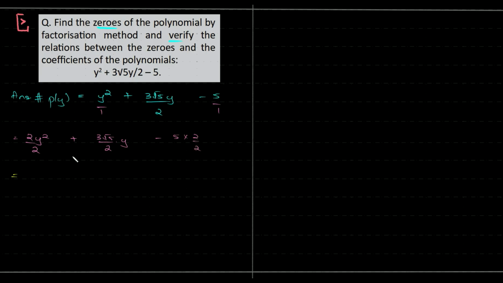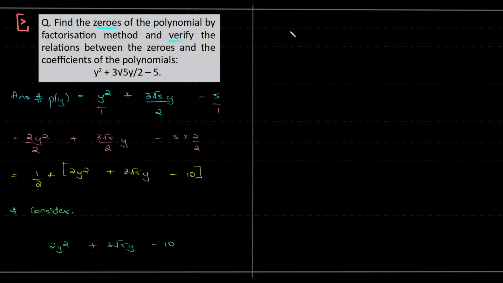So what is that we are looking at? We have 1 by 2 that is common, and we are left out with 2y square plus 3 root 5y minus 10. Right? Now the funda here, why we do all of this, is we can factorize this and we have the same zeros as the original question. So let's consider the new expression, that is 2y square plus 3 root 5y minus 10.